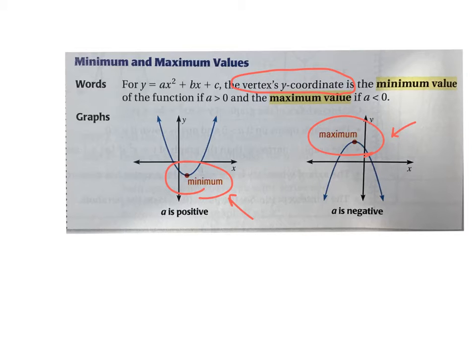All right, so if A is positive, it has a min. If A is negative, it has a max. And you want the y-coordinate of the vertex. So you don't have to graph this. You just got to find the y-coordinate. So let's go one more slide. Let me show you how we do that.